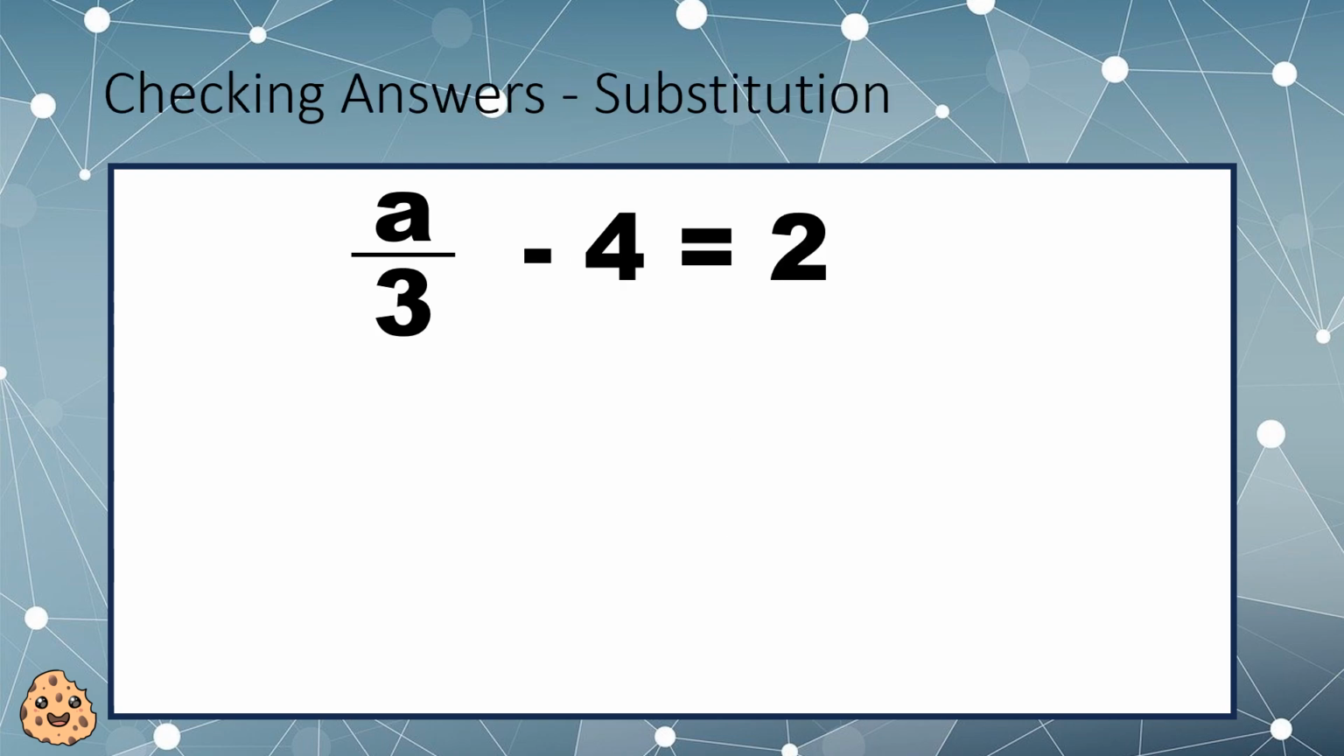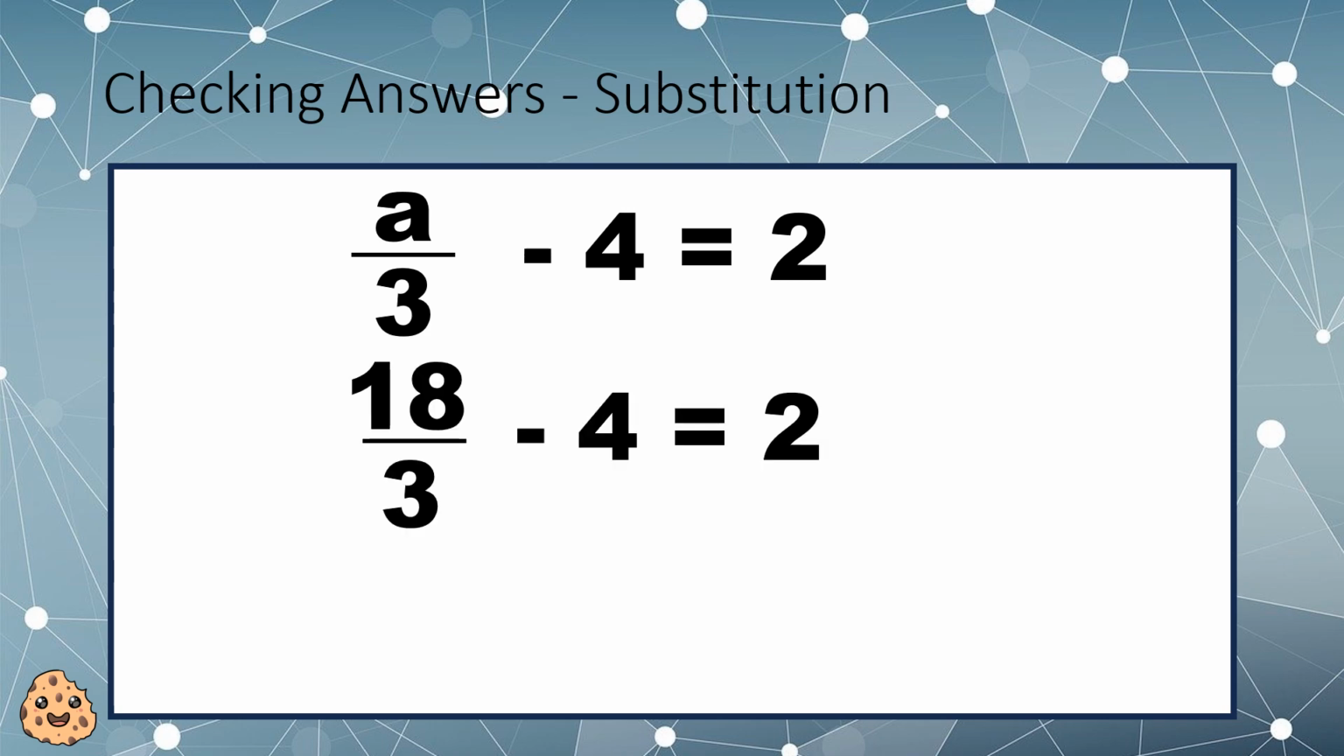Lastly, much like our first example, it's always helpful to check your answer using substitution. So our variable a is divided by 3, then 4 is subtracted, which gives us an answer of 2. So if we place our 18 in where our a variable is, we will get the sum of 18 divided by 3 subtract 4 is equal to 2.